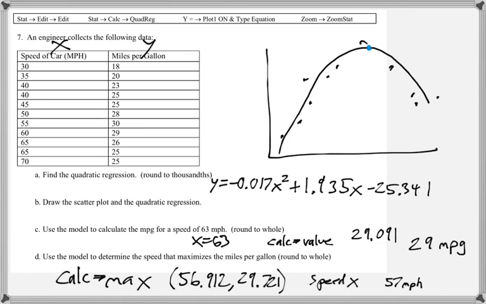So the model does not always, I guess, line up with data points. That's because it's an average. But that is what the question is asking for. It's what does our model say, not necessarily what are the real life data points.